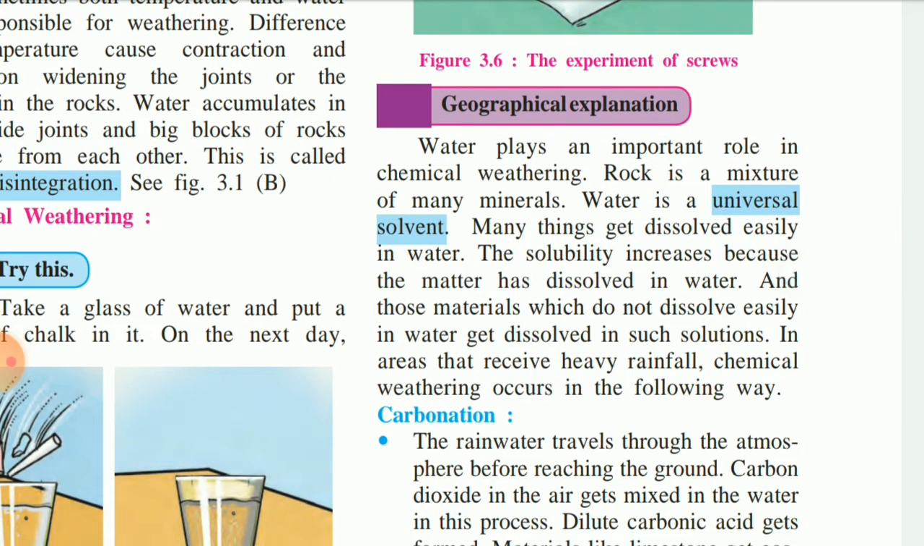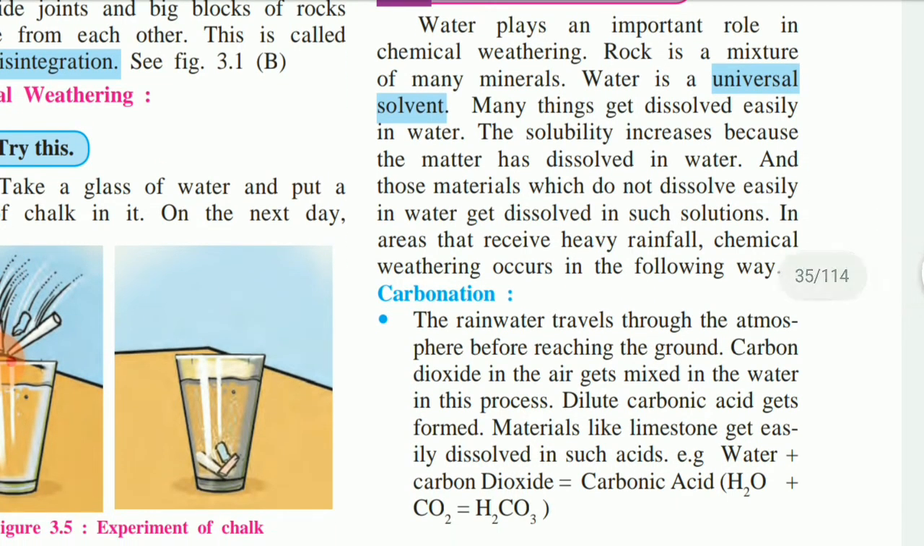Water plays an important role in chemical weathering. I have told you that temperature plays an important role in mechanical weathering. In the same way, water plays an important role in chemical weathering. Rock is a mixture of many minerals. Water is a universal solvent. Many things get dissolved easily in water, and we have tried several experiments by dissolving many things.